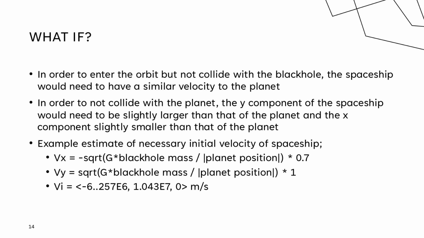So this is an example of an estimate of the necessary initial velocity of the spaceship, taking the x and y components of the velocity of the planet and just scaling the x component down a little bit and scaling the y component up a little bit to give this final velocity.